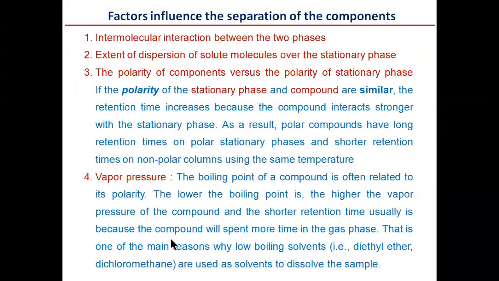So the fourth factor is vapor pressure. The boiling point of a compound is often related to polarity. The lower the boiling point is, the higher the vapor pressure of the compound, and the shorter the retention time usually is, because the compound will spend more time in the gas phase. As the boiling point is more, the components of the mixture are usually present in the gas phase. That is one of the main reasons why lower boiling solvents such as diethyl ether and dichloromethane are used as solvents to dissolve the sample.